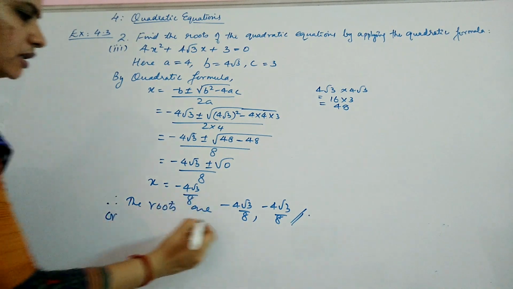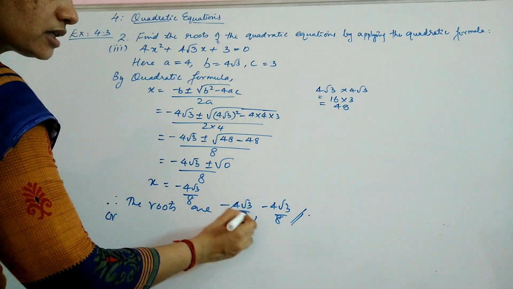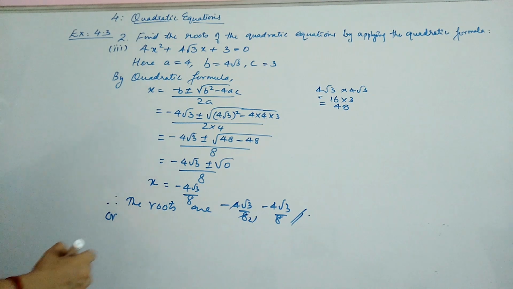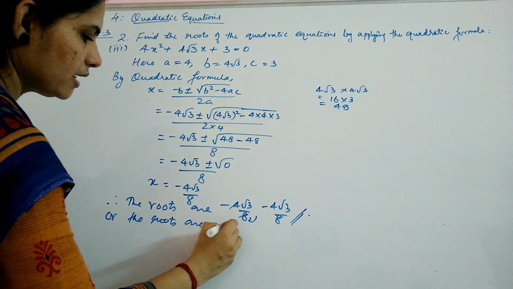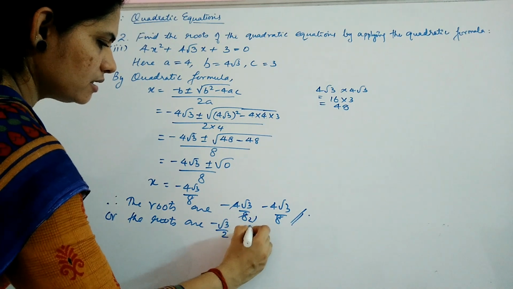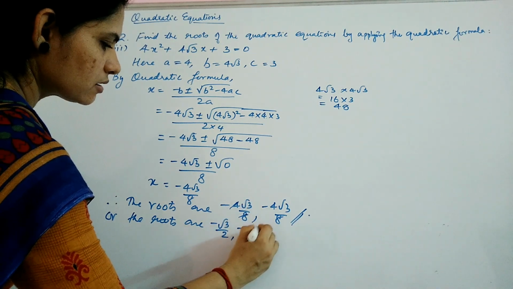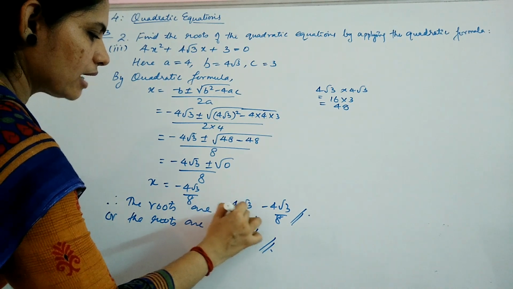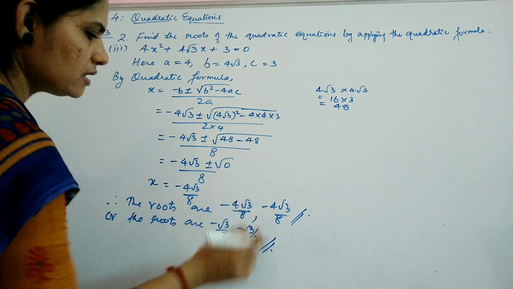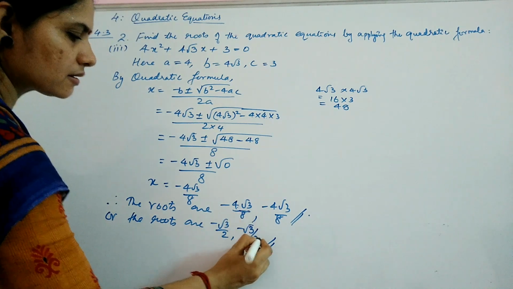Or you can just simplify it. 4 and 8 can be cut and written as 2 in the denominator. That means the roots are minus root 3 by 2, comma minus root 3 by 2. You can just cancel. If you have anything in common, you cancel. So this will be your final answer.